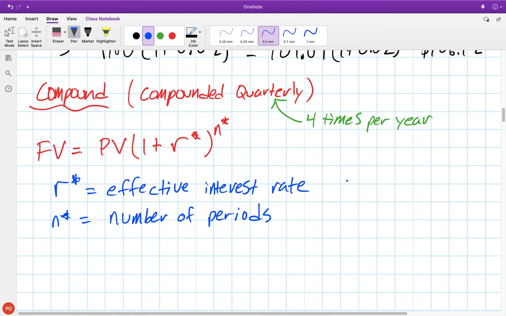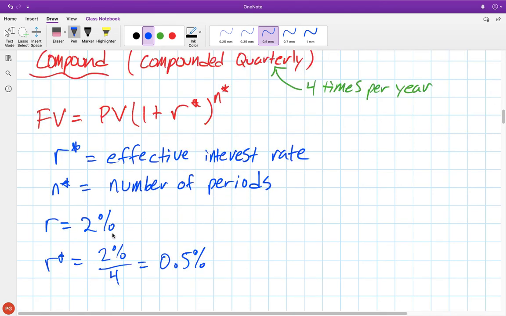Now, how do we calculate that? We have to look at how many times per year we're compounding, this time 4 times per year. So if our interest rate, just like before, is 2%, our effective interest rate is that 2% divided by 4. Basically, we're splitting up our interest into 4 chunks because we're doing it 4 times every year. So our effective interest rate is 0.5%. 4 times a year, we are getting 0.5% of our money in interest.